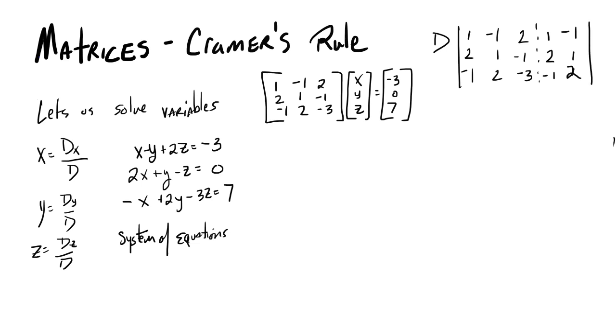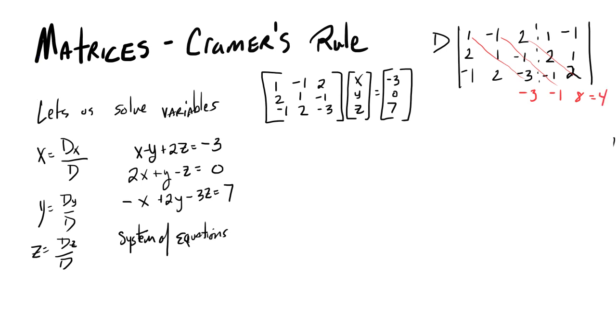If you recall, what we did was downs minus ups. So 1 times 1 times negative 3 would be negative 3. Negative 1 times negative 1 times negative 1 is negative 1. 2 times 2 times 2 is 8. When you combine those, we get 4.